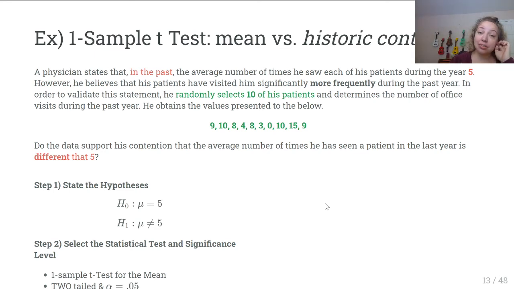Now, these hypotheses should be written before we see the data. Now, looking at the data, you might go, it doesn't look less, but that's peeking. The second step, also after we've written those hypotheses, is to decide on our test and significance level. So now we're going to do a one-sample t-test for the mean.